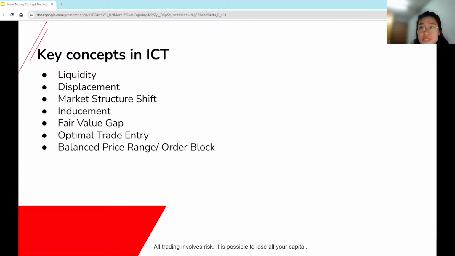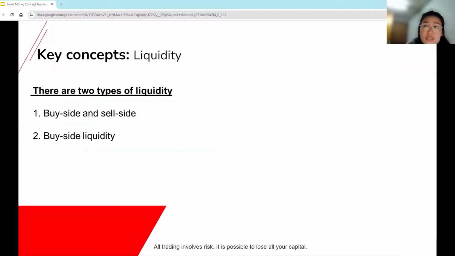Okay, so let's firstly go through the key concepts in ICT, because I find that it is a little bit more structured compared to your SMC, which kind of just focuses on following the big players in the market. These are more, I guess, things that you can actually work on and understand from ICT.